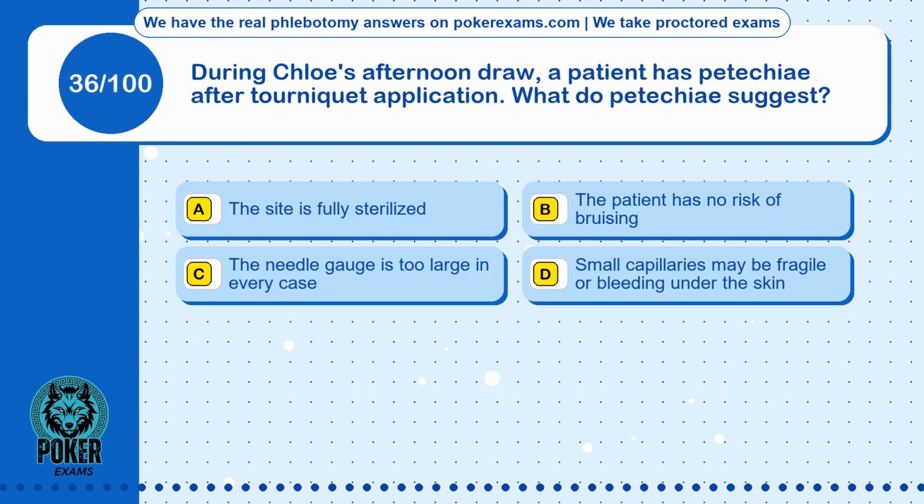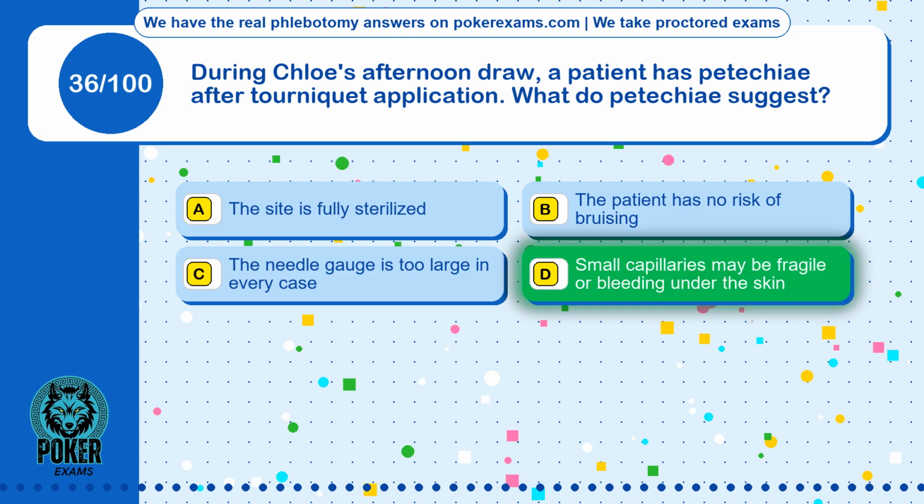Question 36. During Chloe's afternoon draw, a patient has petechiae after tourniquet application. What do petechiae suggest? Option A. The site is fully sterilized. Option B. The patient has no risk of bruising. Option C. The needle gauge is too large in every case. Option D. Small capillaries may be fragile or bleeding under the skin.